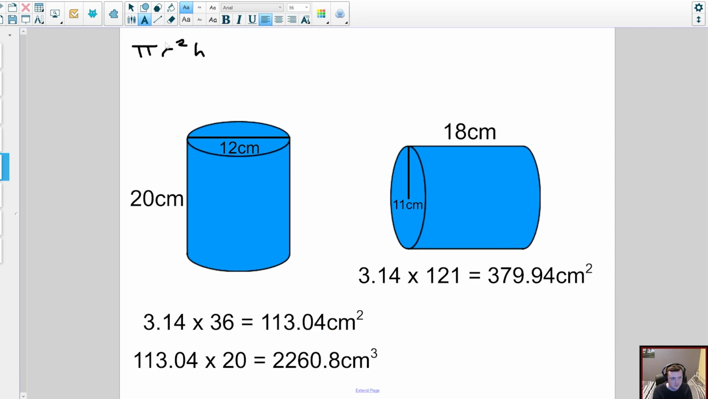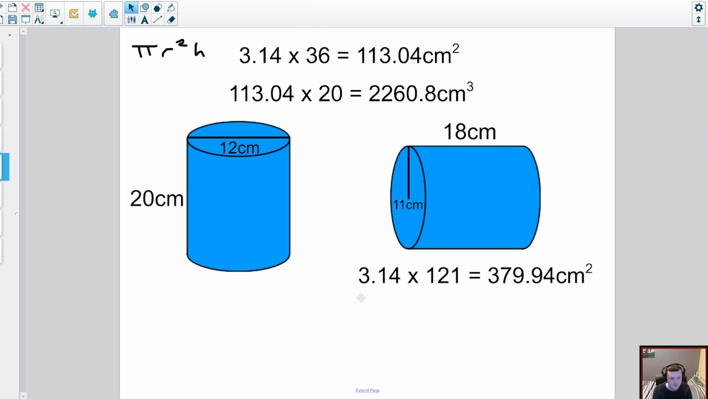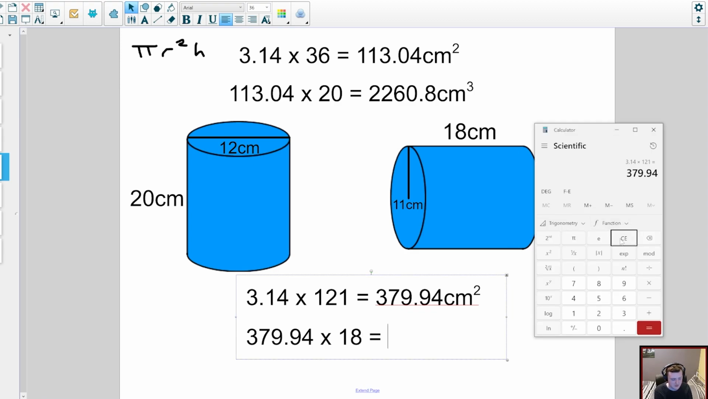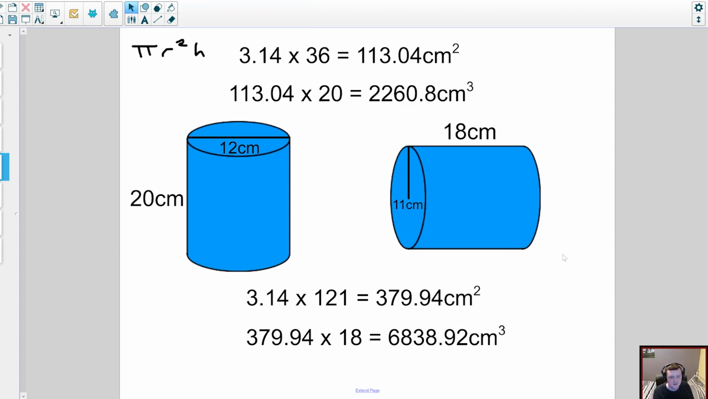I'm going to move this and make it a little bit smaller so that we don't run out of space. And then we'll move it up here. That's better. I can work down here now. Okay, so we've got our area of the circle. 379.94 times 18 now is going to give us our answer, 6,838.92 centimeters cubed, like so. We don't need to put the comma in. We can if we want, we don't have to. That's going to be our answer for the volume of this cylinder here. Excellent job if you managed to get that correct.